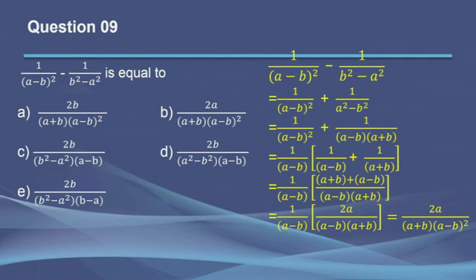So if you look at your answers, A, B, C, D and E, you can see that all 4 answers have 2b as their numerator. Only one answer has 2a as the numerator. So whatever calculation you have already done, you have 2a as your numerator. So without solving the denominator of your calculation, you can mark your answer as B.